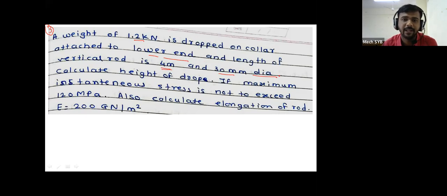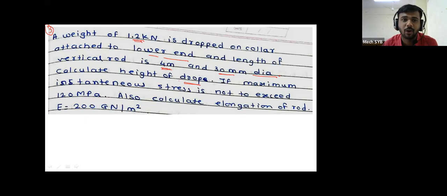Here again, a vertical rod is there. The rod is fixed at the top side, and at the bottom side the collar is attached. The length of the rod is given as 4 meter, the diameter of the rod is given as 30 mm, and how much load is falling from a certain height? 1.2 kilonewton. Calculate the height of drop.